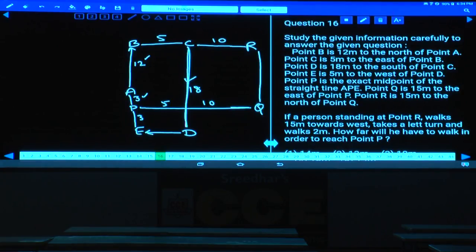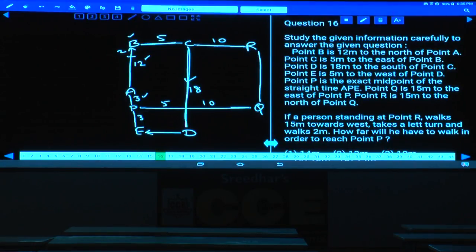Then a person starting at point R at this place walks 15 meters west. 15 meters means this is 10 and this is another 5. Then he reaches point B. Then he takes a left turn and walks 2 meters. From B, he has traveled some 2 meters, isn't it? How far will he have to walk in order to reach point P?